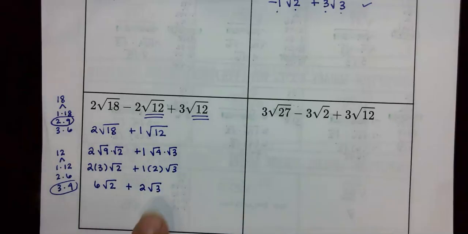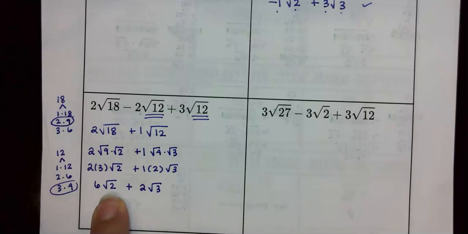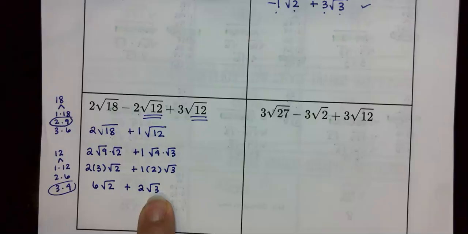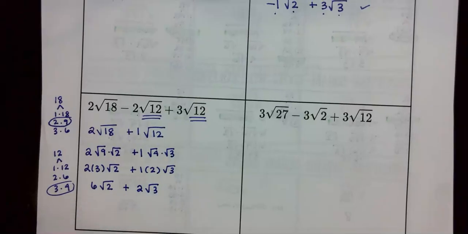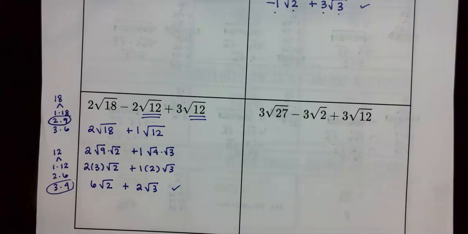Now, if we get to the end and both of those are like terms, then keep on putting them together. But because this one's a square root of 2 and this one's a square root of 3, we cannot combine them. So not only did we combine like terms, we simplified our expression as well. So this is our final answer.